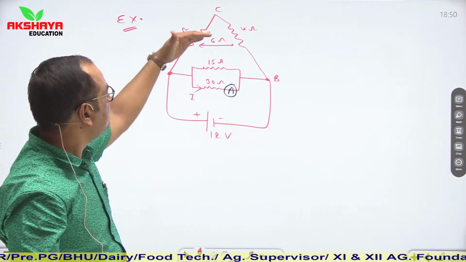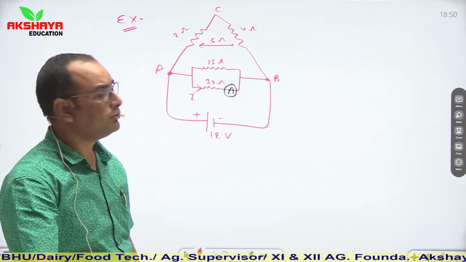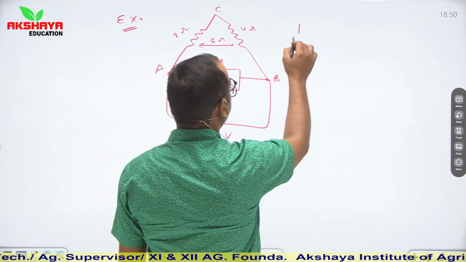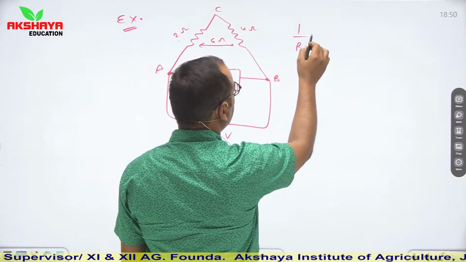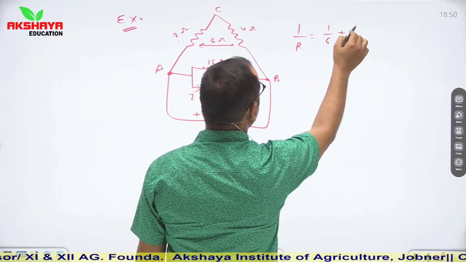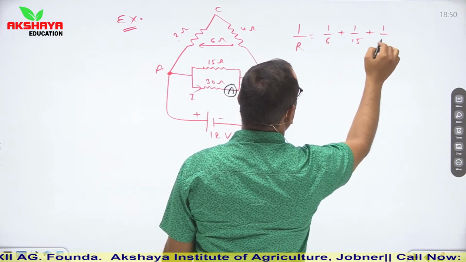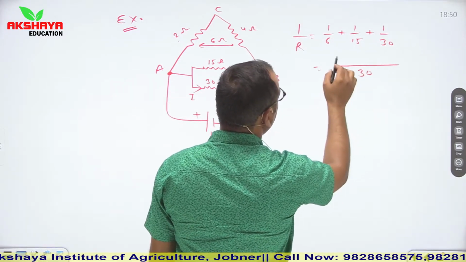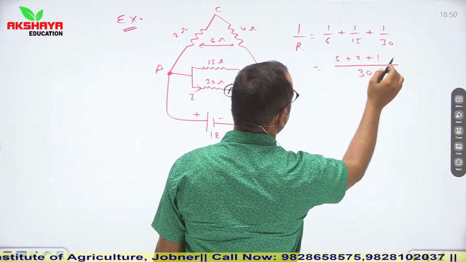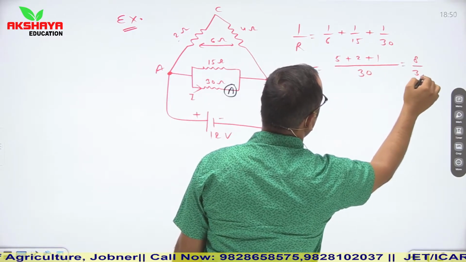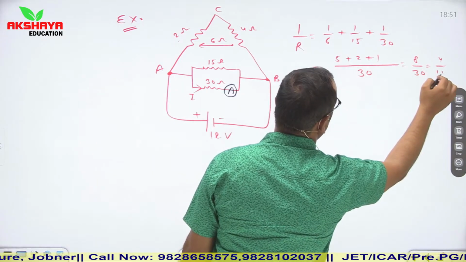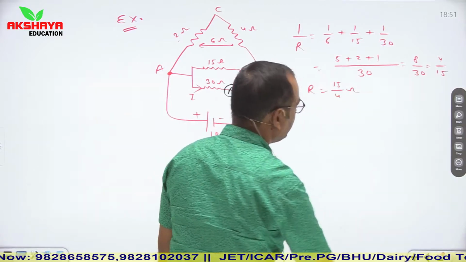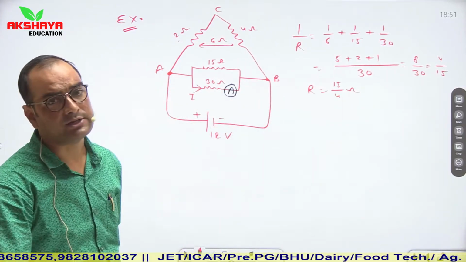Now see, this 6, 15 and 30 are connected in parallel combination. So you can find out the resultant. Let us say the resultant is R. So 1 upon R is equal to 1 upon 6 plus 1 upon 15 plus 1 upon 30. Let us say LCM is 30. So it is 5 plus 2 plus 1, equal to 8 upon 30, or you can say 4 upon 15. So R is equal to 15 by 4 ohms. This is the equivalent resistance.